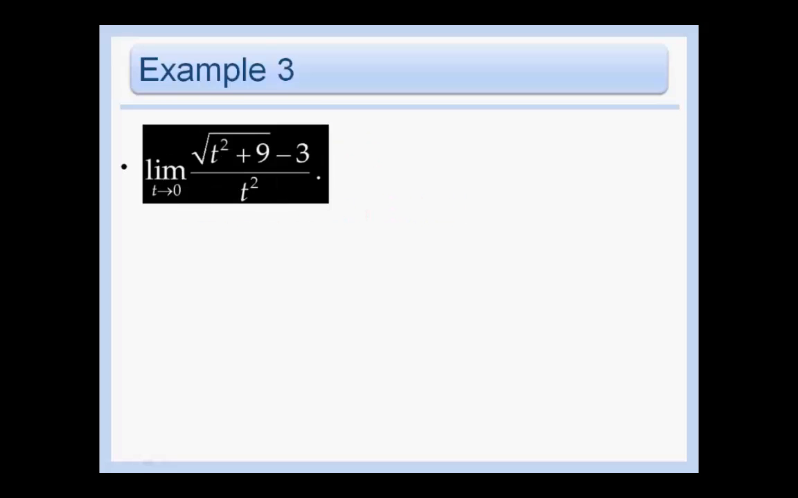Let's look at another example. Let's find the limit as t approaches 0. Okay, we have a t here in our calculator. We're going to put it in as an x. No big deal. Let's go ahead and put it into our graphing calculator. And y1, we'll put this equation, the square root of x squared plus 9 minus 3 all over x squared. And we want to look as the x value gets really close to 0.